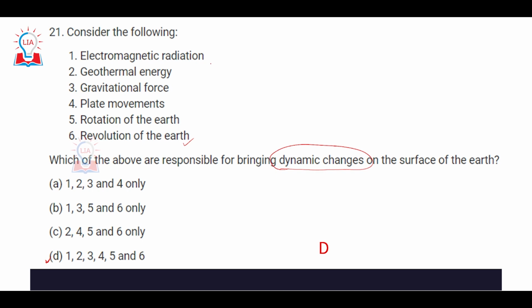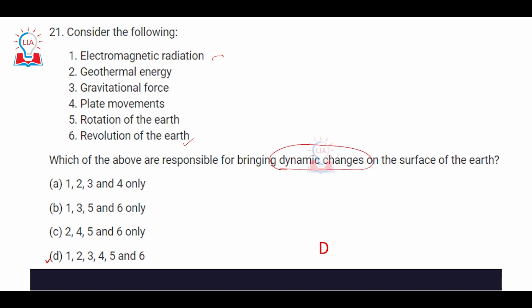Now, how can they cause dynamic changes? Obviously, we talk about electromagnetic radiation. It is the solar energy that is coming to the Earth in the form of electromagnetic radiation, and it is the solar energy that causes heating of the Earth's surface. It is the heating of the Earth's surface that is responsible for various dynamic phenomena that can take place on the Earth. Similarly, geothermal energy brings a huge amount of heat from within the Earth's crust that causes volcanic eruptions, and can cause development of geysers and hot springs.